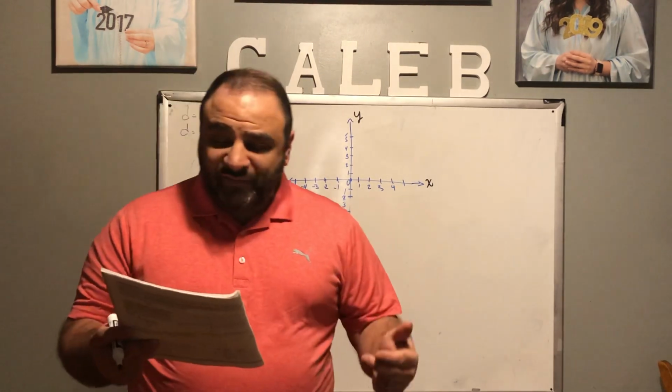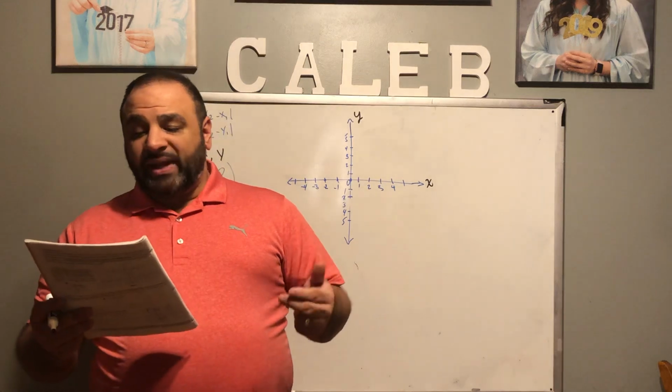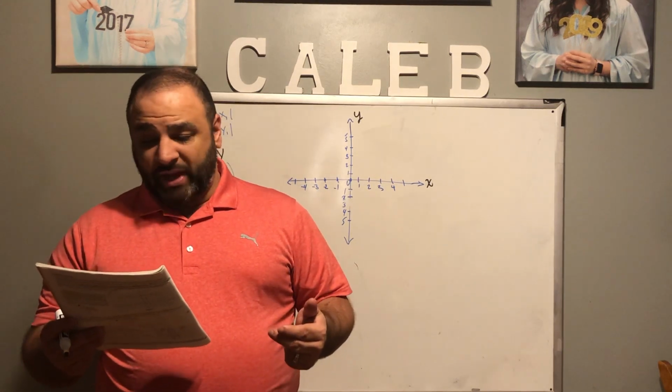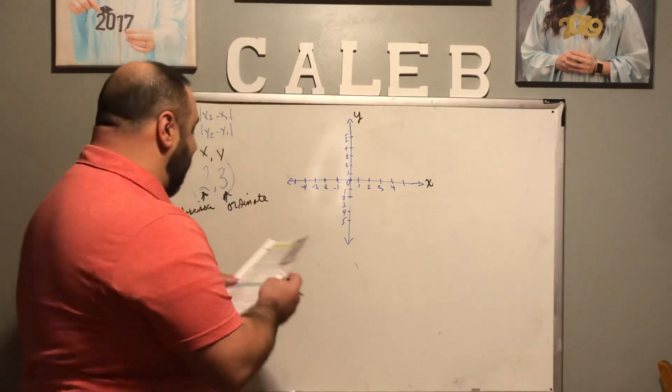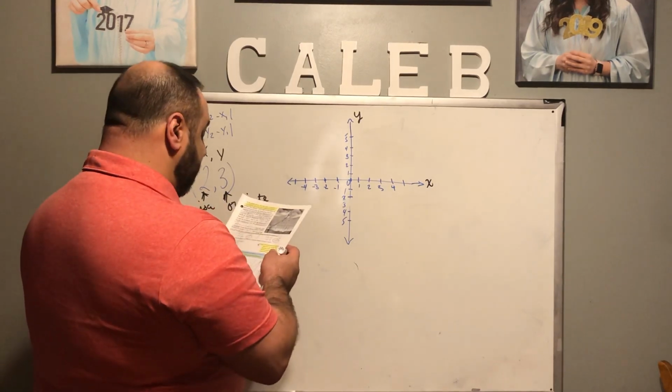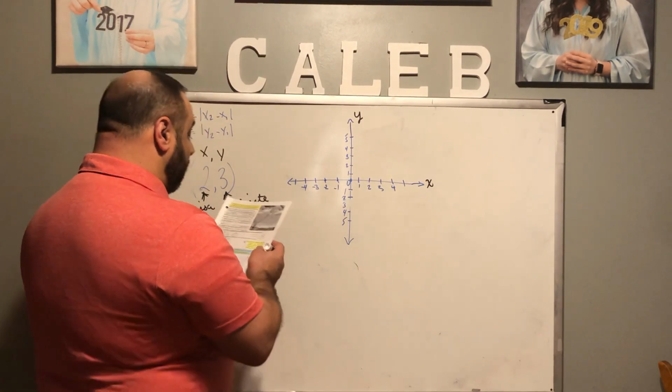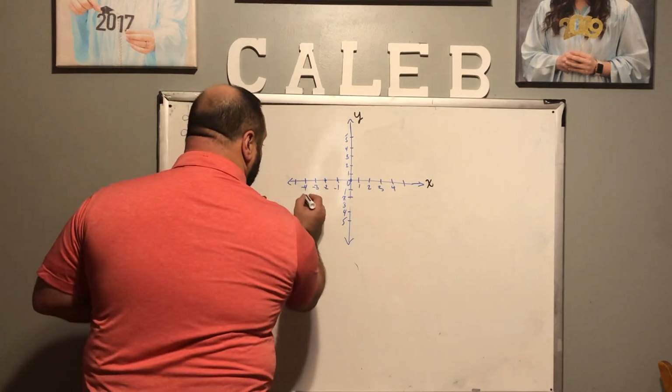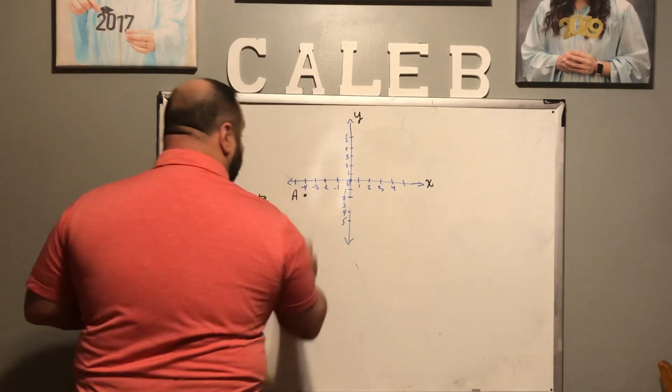Okay, so suppose we find the distance between A and B, okay? So we need to find the distance between A. So A is going to be, let's see here, -4, -1. So we're going to call this A, okay?